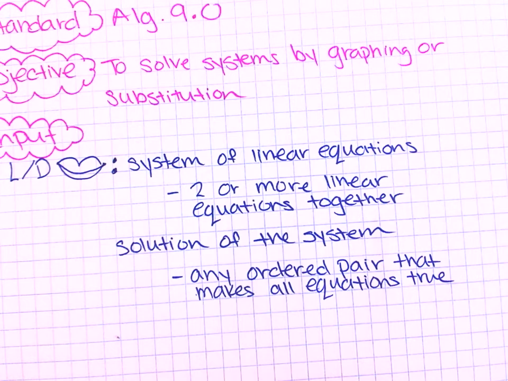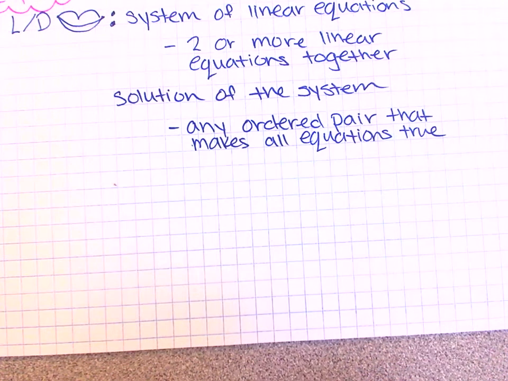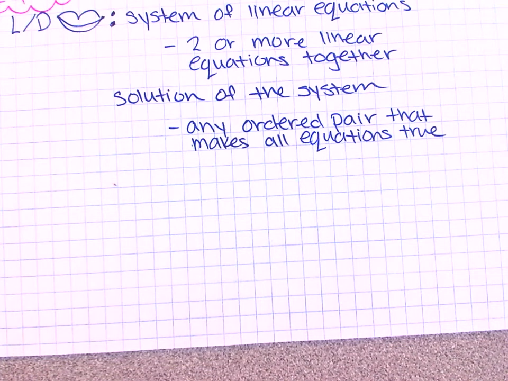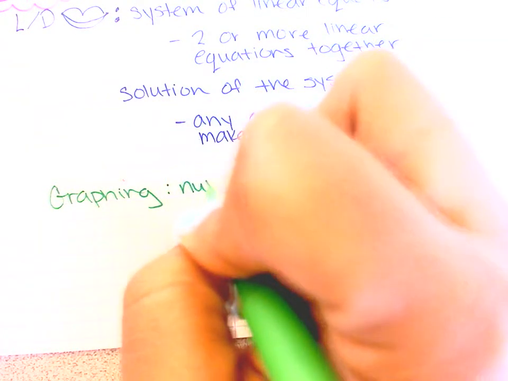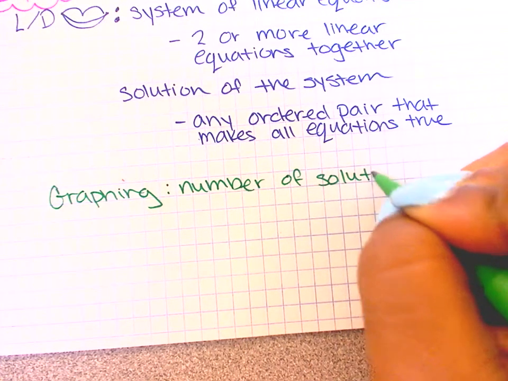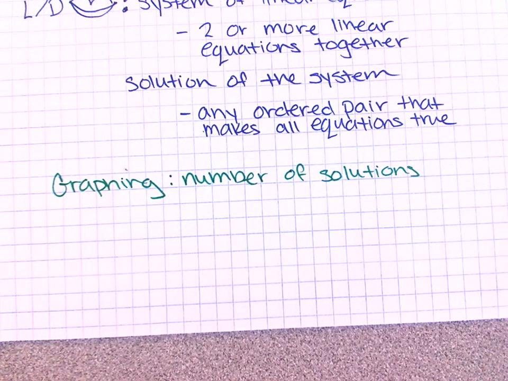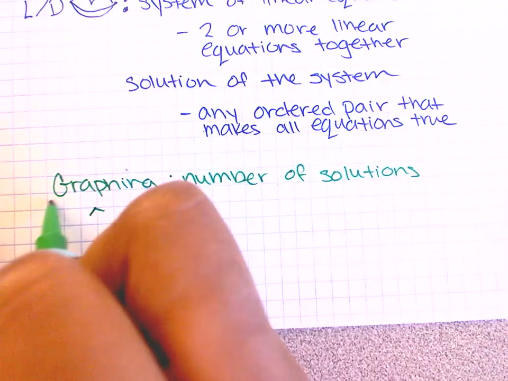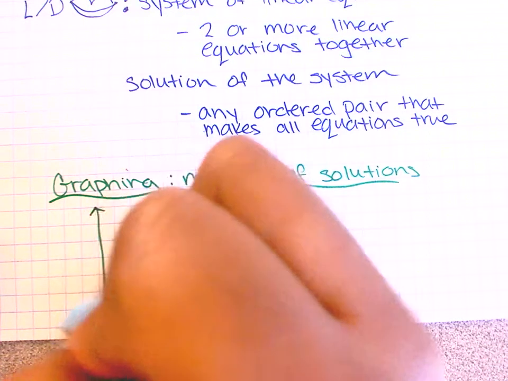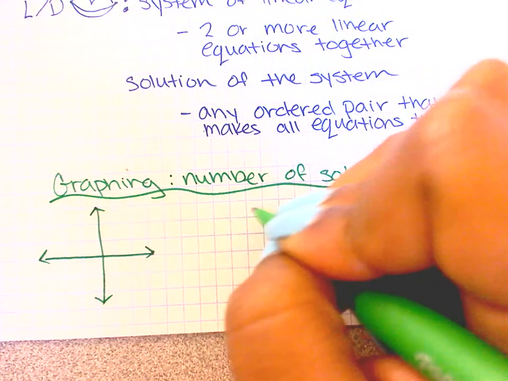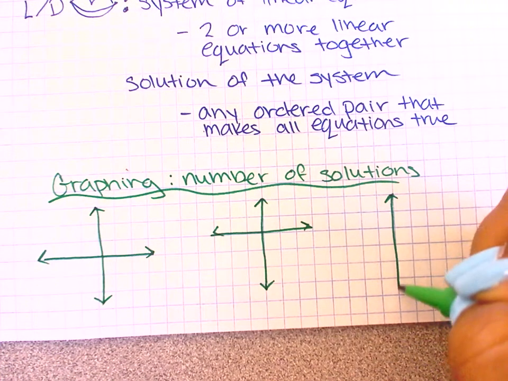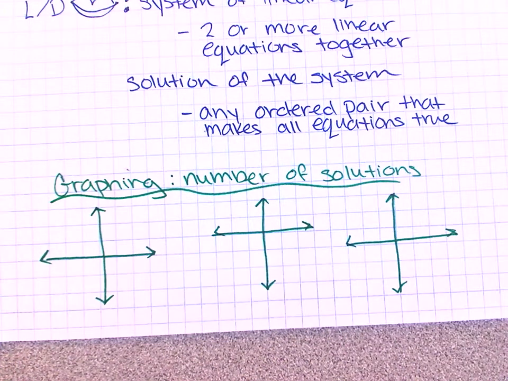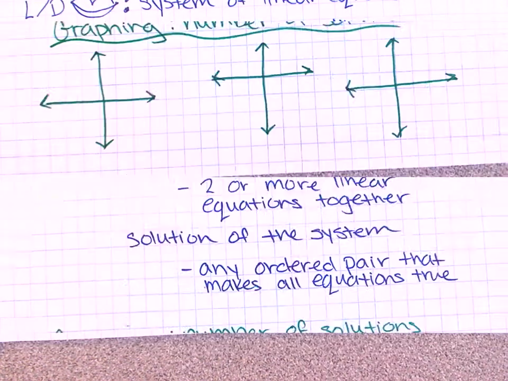Right below here, I'm going to show you the different types of solutions that you can have by graphing. So we're going to draw a little bit. Let's use green. All right. So we're going to call this graphing, and I'm going to show you a number of solutions. I'm going to show you 3 different types. Graphing, number of solutions. Okay? The first type looks like this. Go ahead and just draw 3 of these right now, and then I'll show you them at the end. Go ahead and draw 3 small graphs.